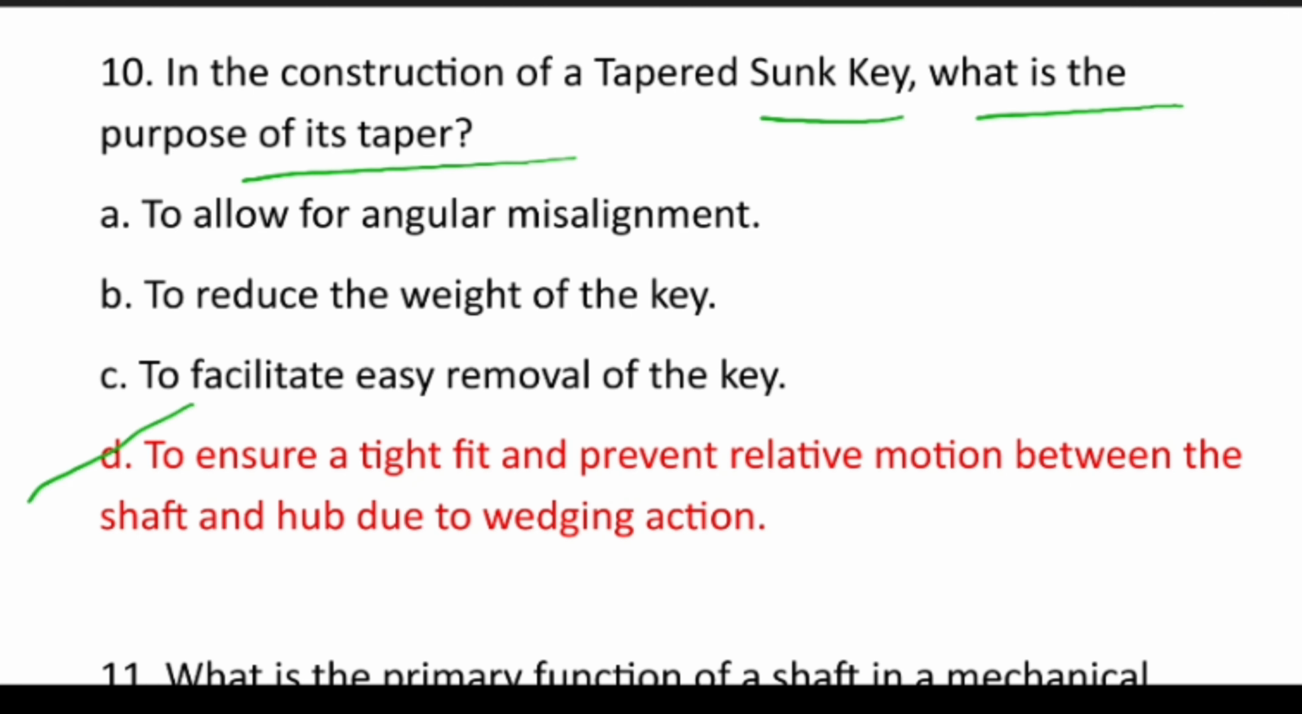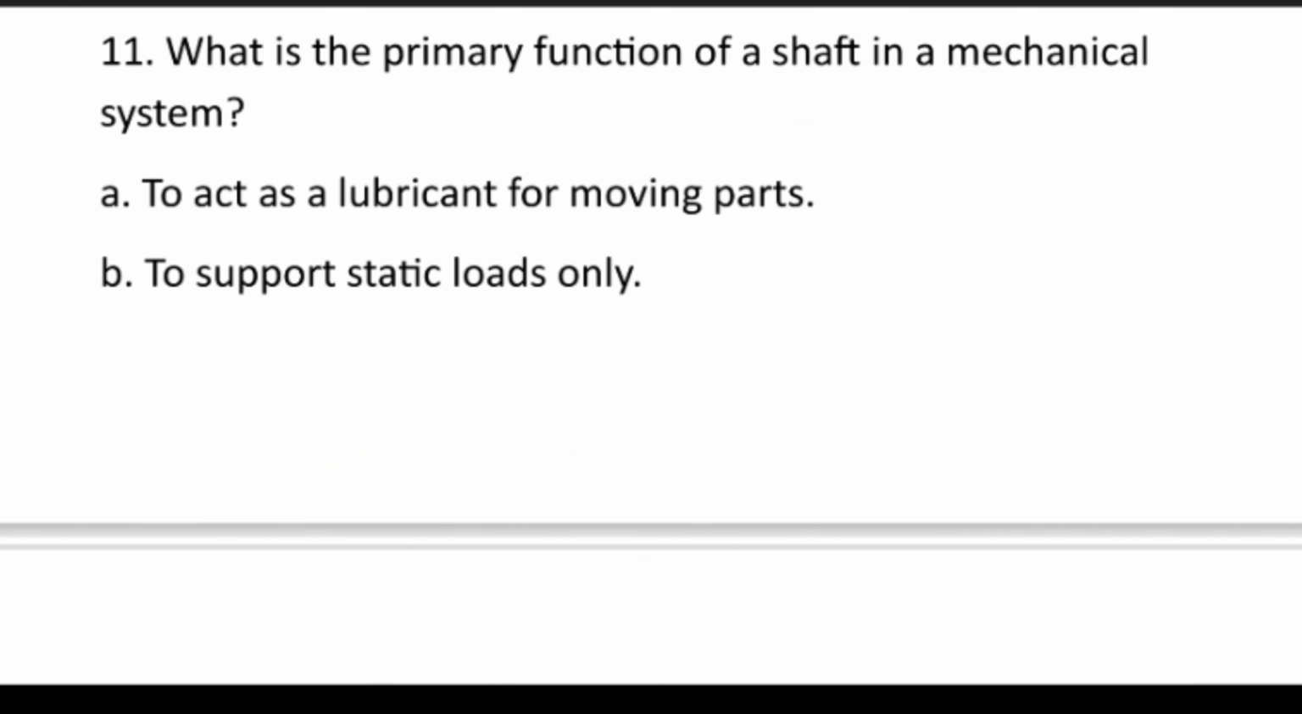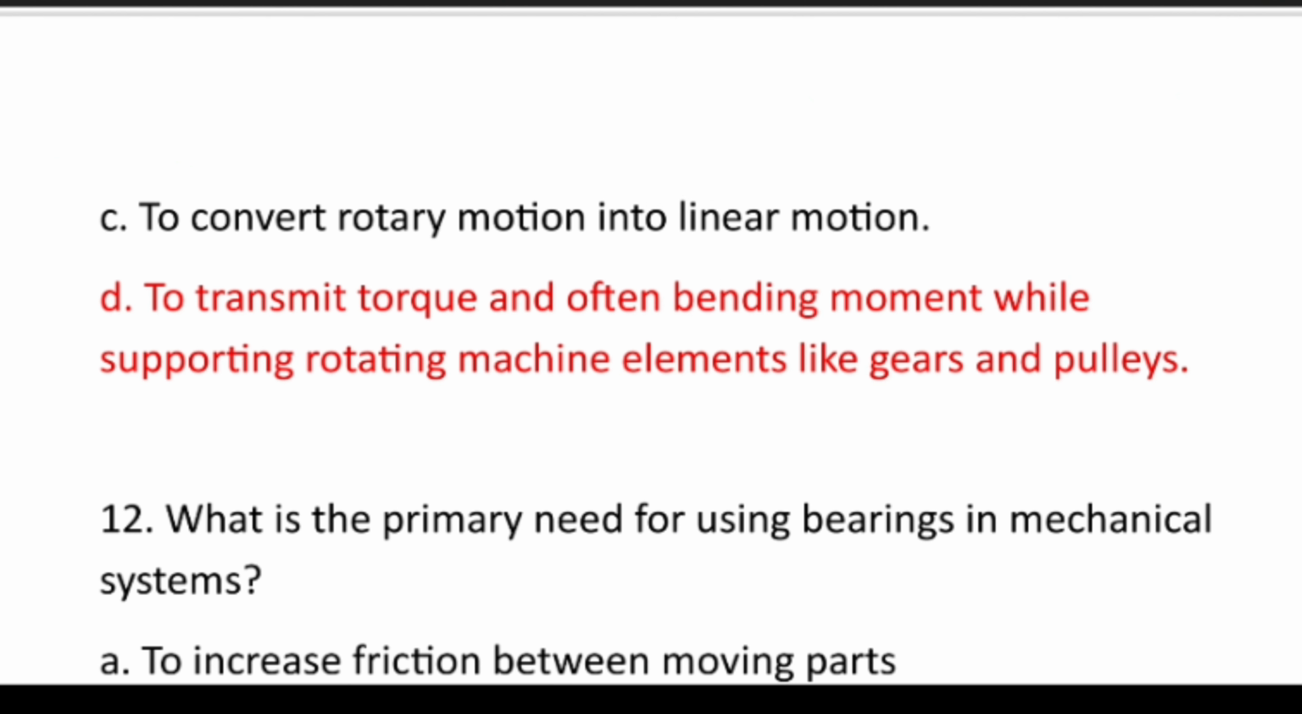In the construction of a tapered sunk key, what is the purpose of its tapering? Option D, to ensure a tight fit and prevent relative motion between the shaft and hub due to wedging action. What is the primary function of a shaft in a mechanical system? Option D, to transmit torque and often bending moment while supporting rotating machine elements like gears and pulleys.